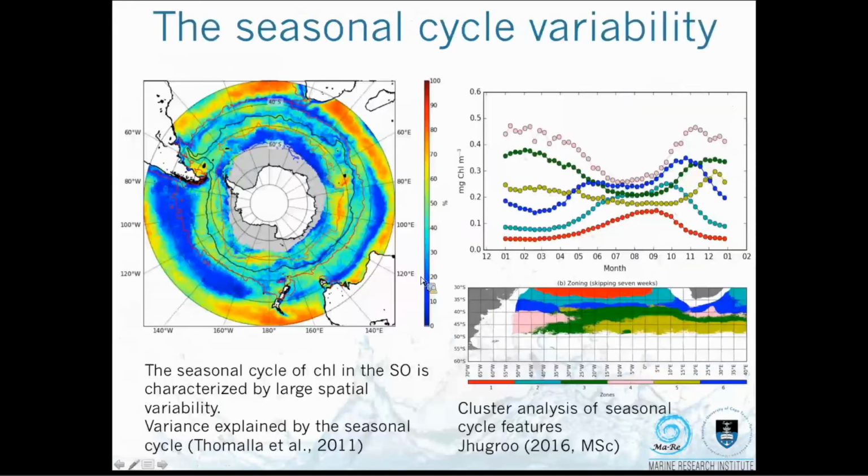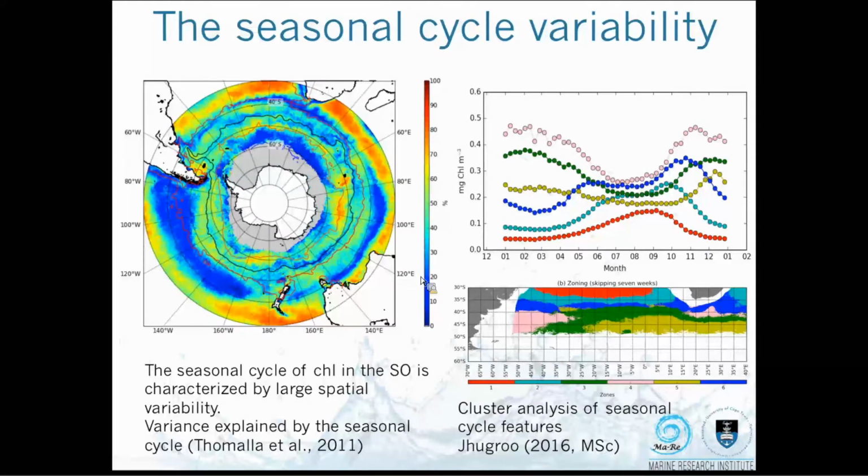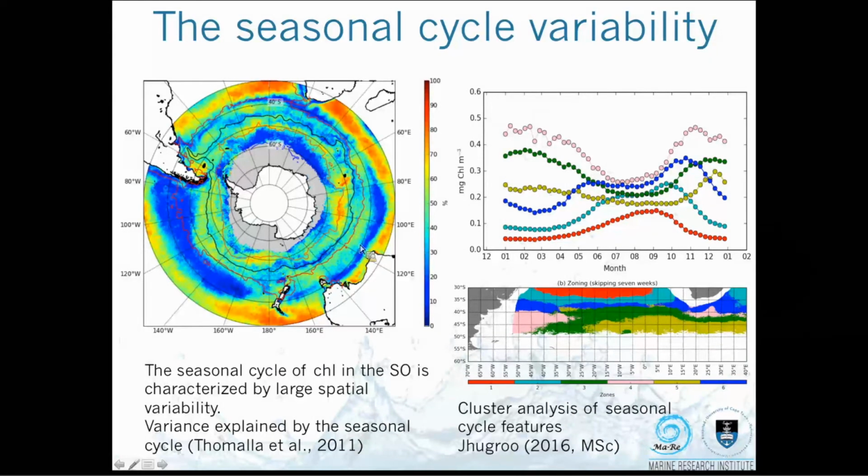How do we explain this? Why is there so much variability in the seasonal cycle in the Southern Ocean? Well, it has been partly explained by a paper some years ago by Sandy Tomala in 2011, where they looked at how much the observed variability of chlorophyll from satellite was linked to a seasonal cycle. So how strong was the seasonal cycle? And this is the percentage of variance which is explained by the climatological seasonal cycle.